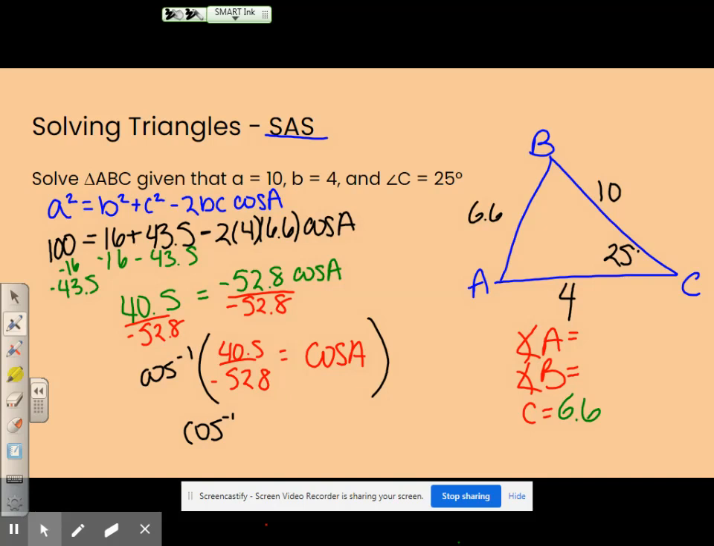And what are we going to be putting in as our inverse cosine? Well, that whole fraction, 40.5 over negative 52.8, is going to all be what I'm taking the inverse cosine of. So make sure that whole fraction is inside of our parentheses. And when I get that, I'm going to get a value that says angle A equals 140 degrees, or 140.1.